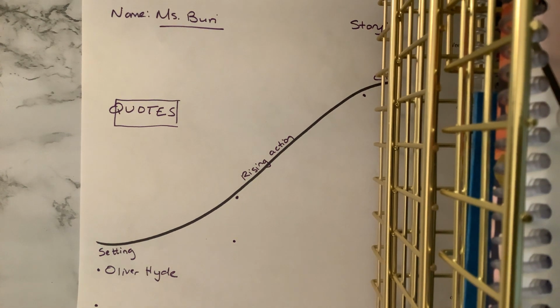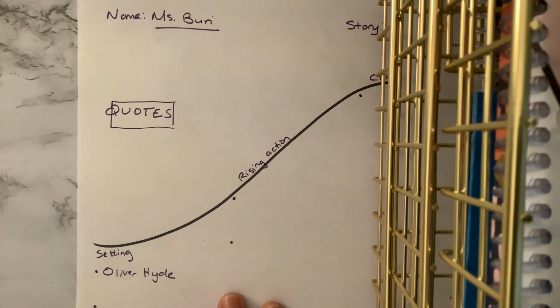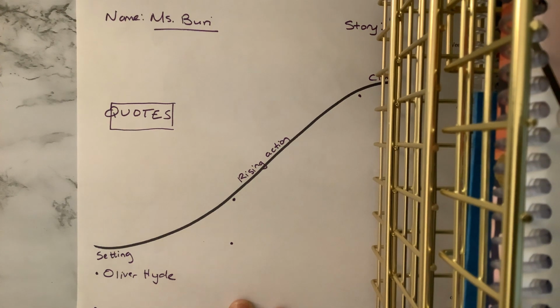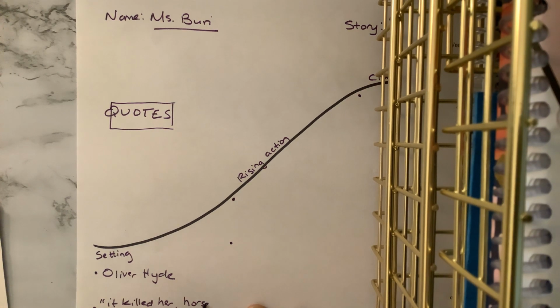You could talk a lot about where he lives. I think a really important piece of background information, of something that happened before the story started, was that his wife died. So you could say, I'm going to pick this quote: "It killed her, horse and all." So this is our part where we see that his wife died.